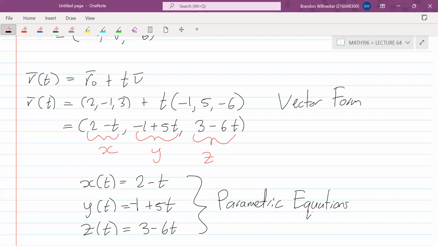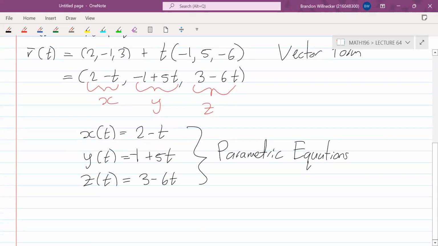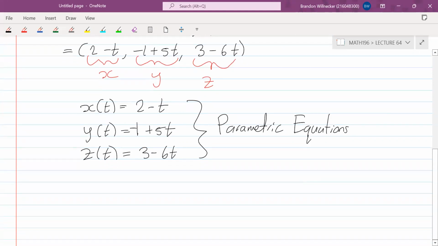Okay, and then the third way is the symmetric form. So that is when we take our parametric equations, we solve for t, and then we make everything equal. So if we solve for t in the first equation, we're going to get 2 - x is equal to t. So that's from the first equation. From the second one, we can solve for t, and that's going to be (y + 1) divided by 5. It's going to be equal to t. And from the third equation, we can also solve for t. That's going to be (3 - z) divided by 6.